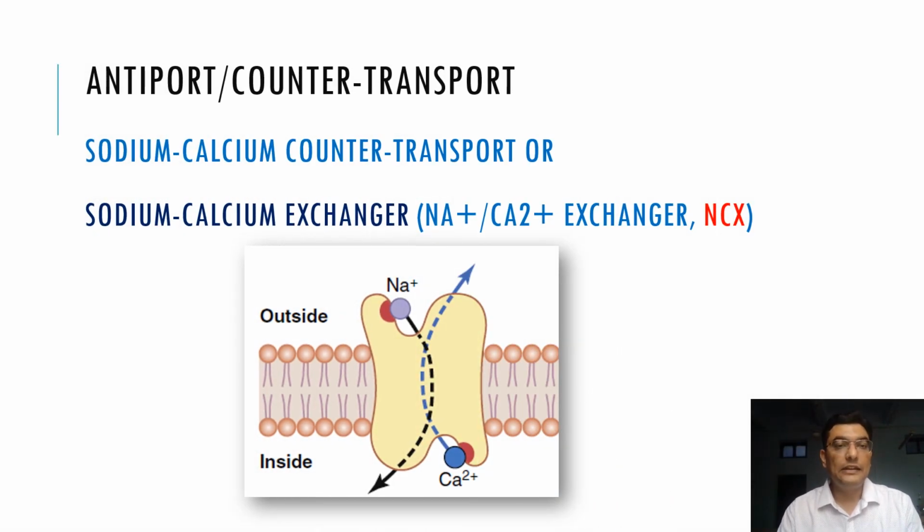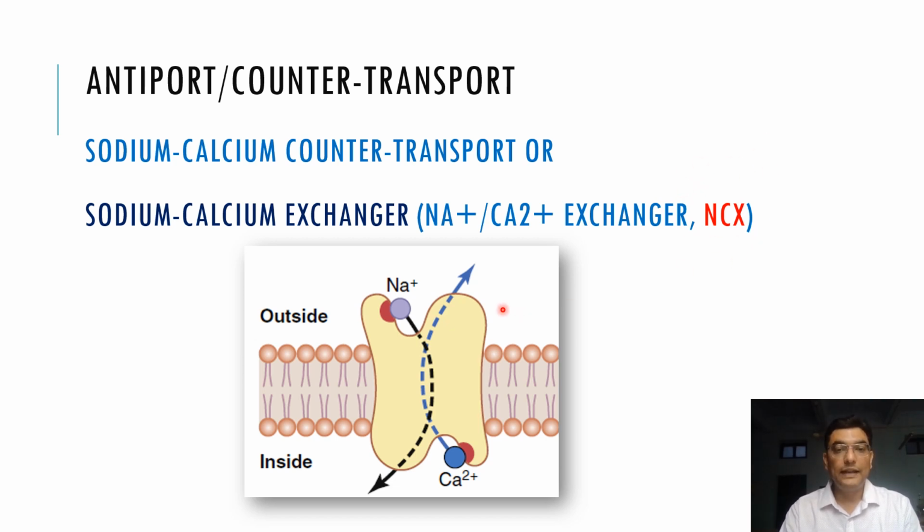Now we will see the antiport or counter transport. One very important example of the antiport or counter transport is the sodium calcium counter transport, also known as sodium calcium exchanger. More commonly it is known as sodium calcium exchanger, or Na plus ion Ca2 plus ion exchanger, or NCX. N from the sodium, C from the calcium, E from the exchanger. So learn this NCX, it is very important.